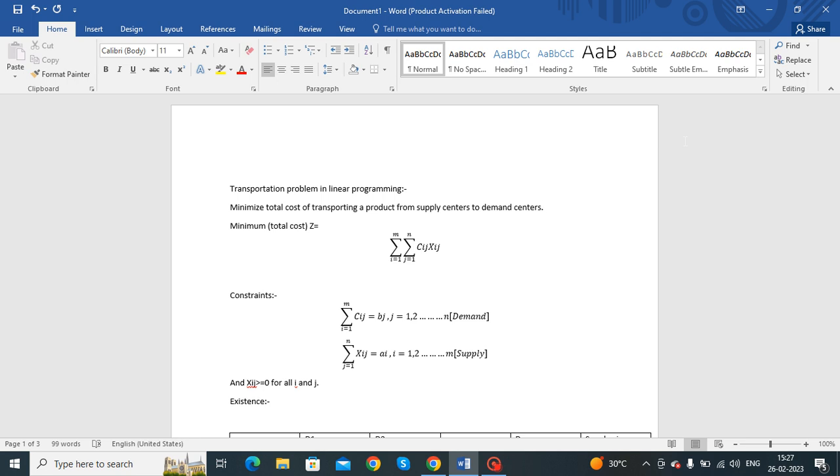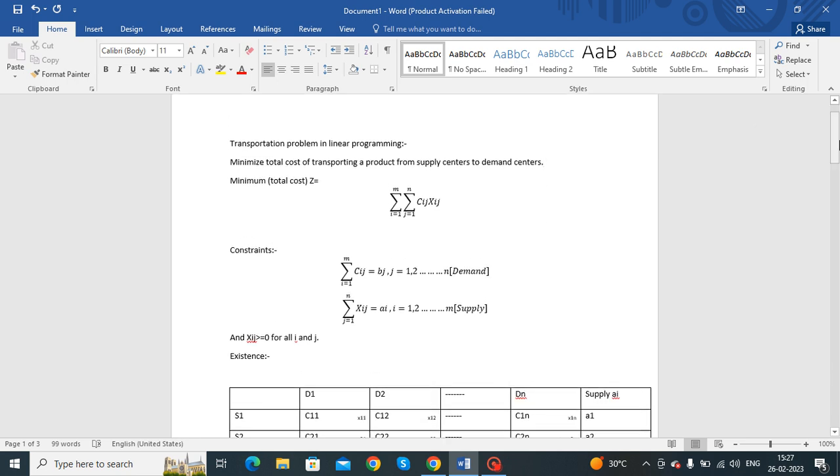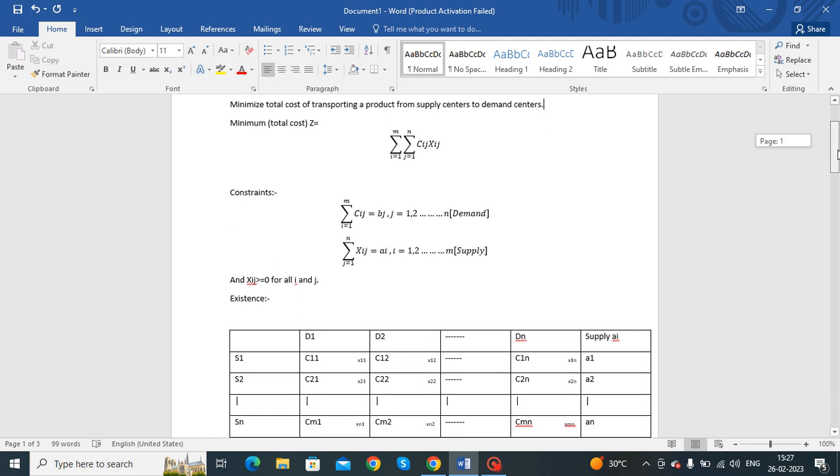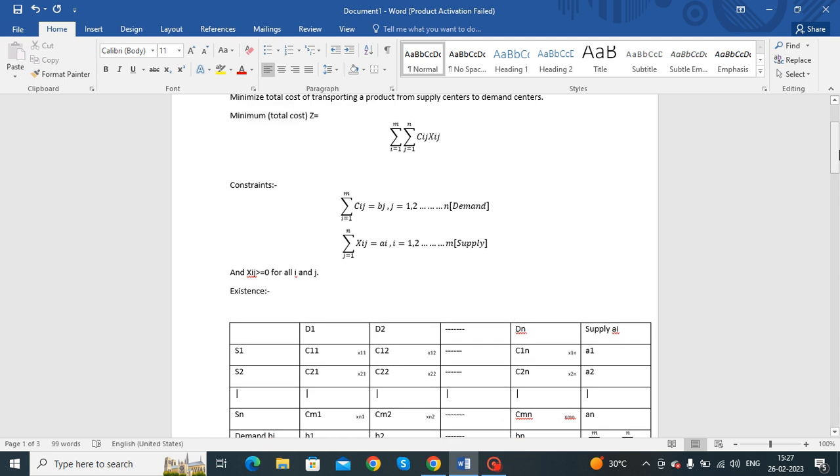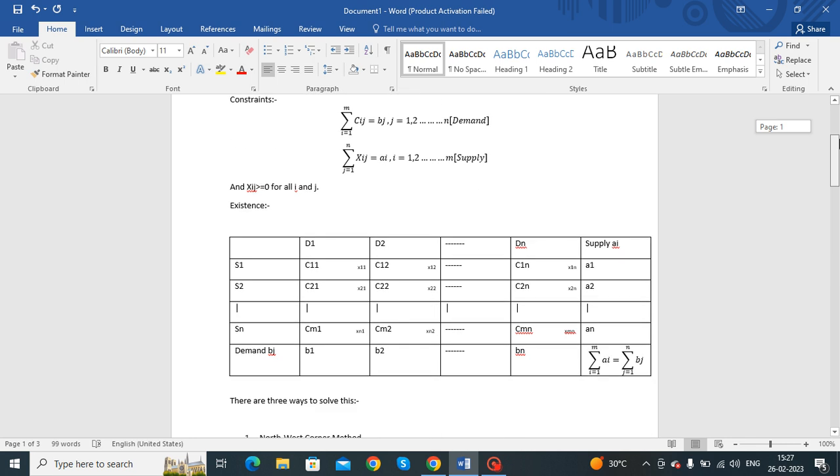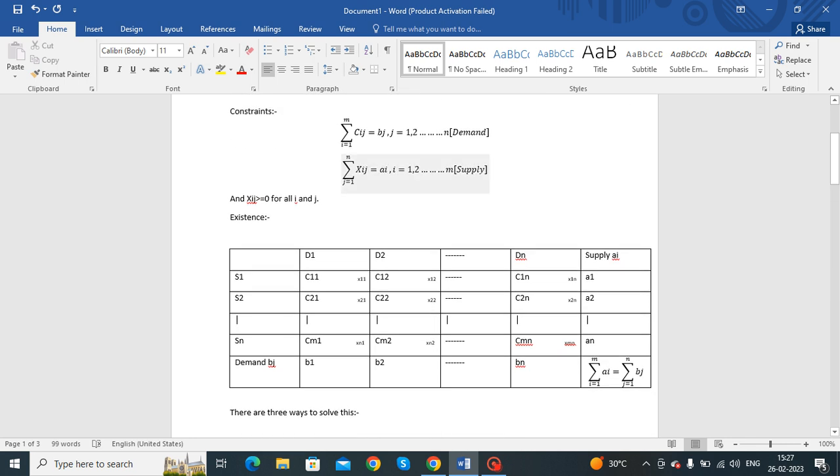And for the constraints, the summation of all of the allocated values will be equal to the demand, while the given values on the bottom, as we can see over here, will be equal to the supply. And in this case, the Xij should be greater than or equal to 0 for all i's and j's, which means we should not have a negative allocation. Now, how do we find out if a solution exists or not?